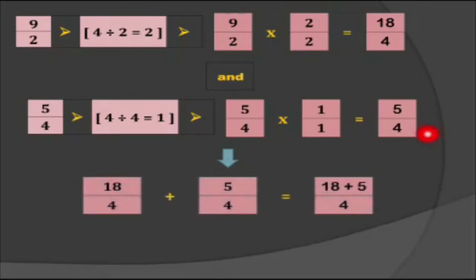Now we can see that the denominators are the same. So now we need to add the numerators. These are 18 plus 5, and we will write the denominator as it is. So 18 plus 5 is equal to 23 by 4. Now we can see that 23 by 4 is an improper fraction.